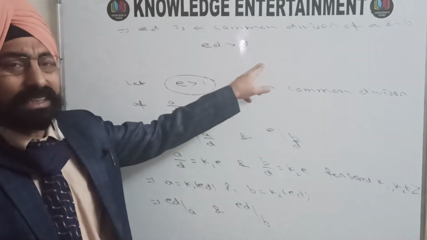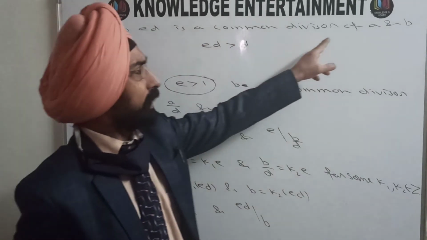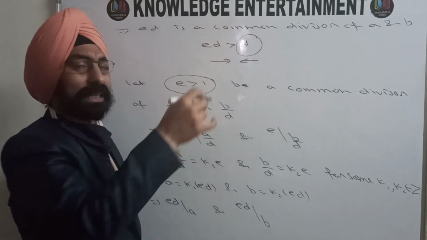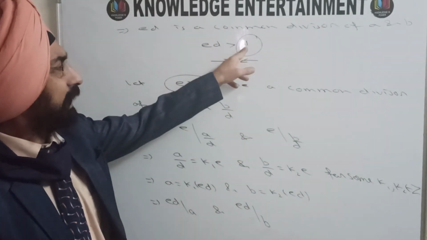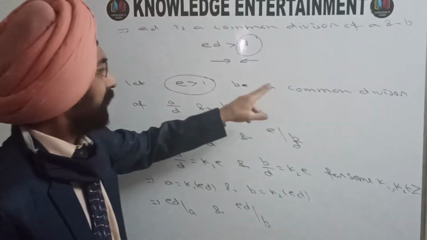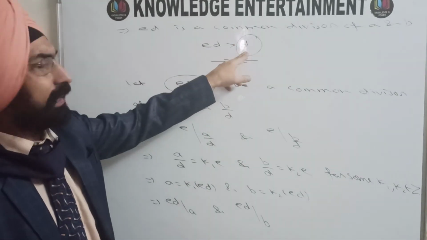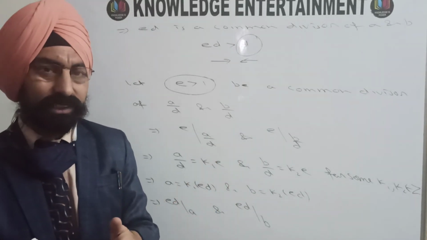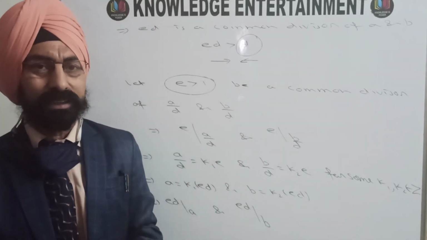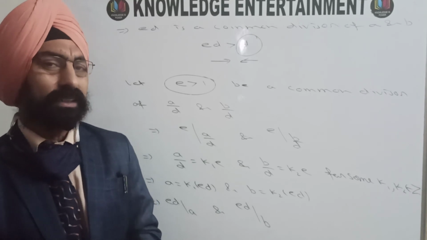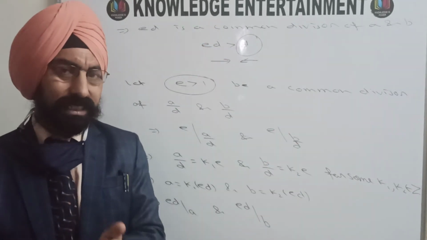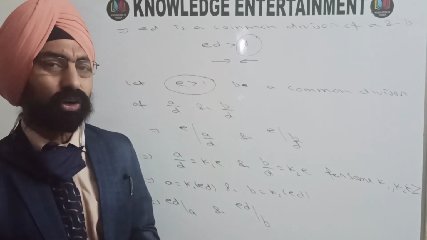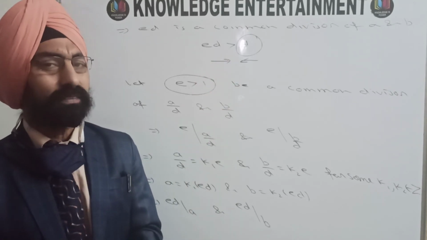ED is greater than D, and ED is a common divisor of A and B. This is a contradiction because D is the greatest common divisor. If D is the greatest common divisor of A and B, then a number ED which is greater than D cannot be a common divisor of A and B. And here we are getting that ED, which is greater than D, is a common divisor of A and B. So we are arriving at a contradiction. Why? Because our supposition was wrong.